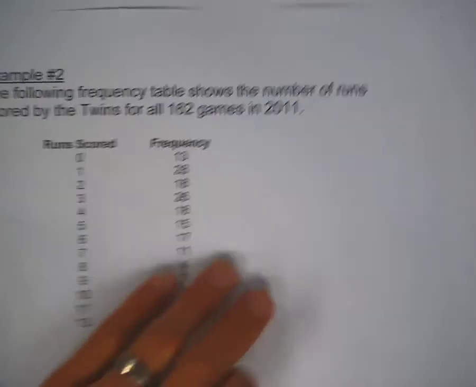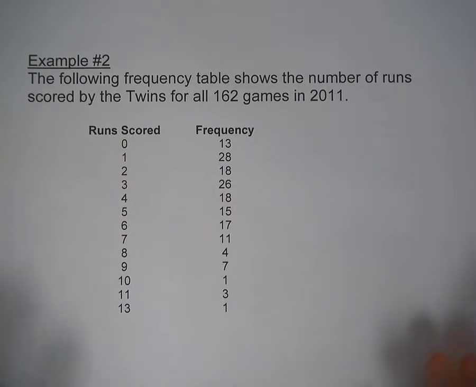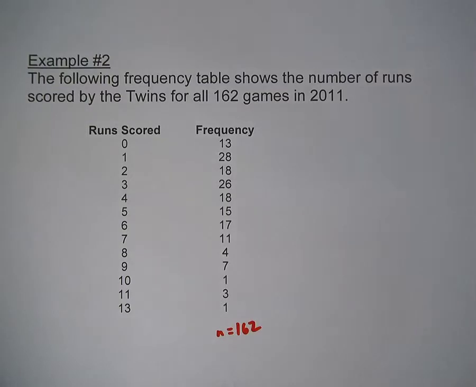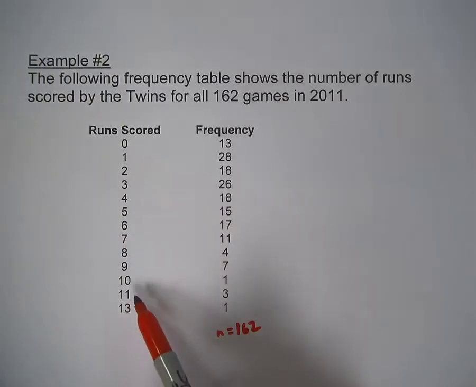Alright, so let's take a look at another example. Okay, also about the Minnesota Twins. The following frequency table shows the number of runs scored by the Twins for all 162 games in 2011. Okay, so now notice instead of just 10 games, we have all 162. So if you were to add up all these frequencies, these will add up to 162. Okay, and then notice here your runs scored. All of the numbers are accounted for. Looks like they never scored 12 runs in a game, so it jumps from 11 to 13.